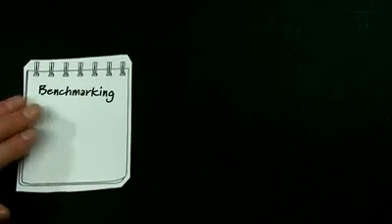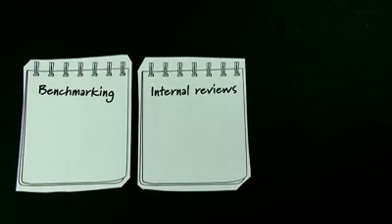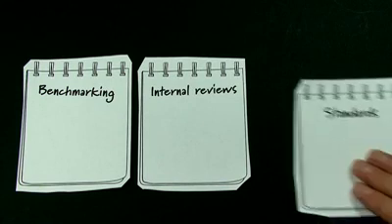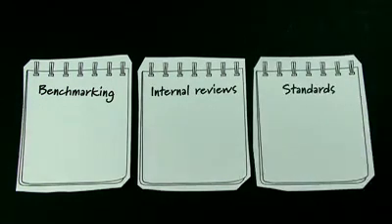There are three main ways. You can benchmark yourself against other businesses. You can improve your own performance internally. And you can aim to meet national and international standards. Let's define each of these a little more clearly.